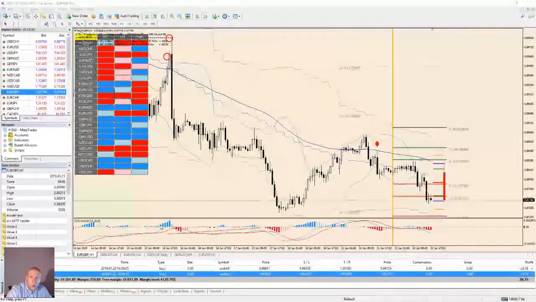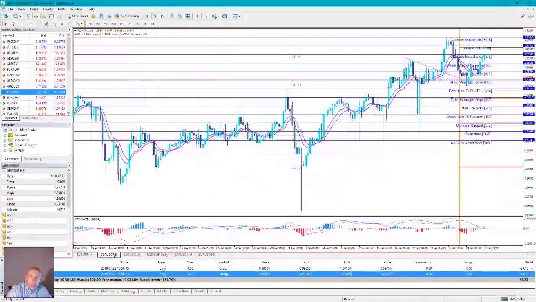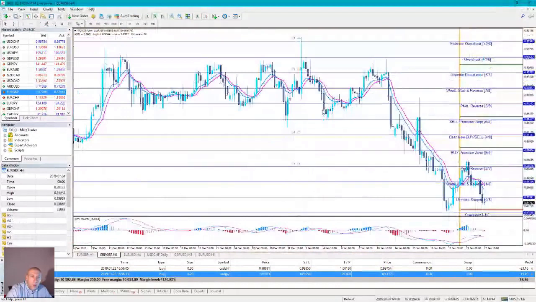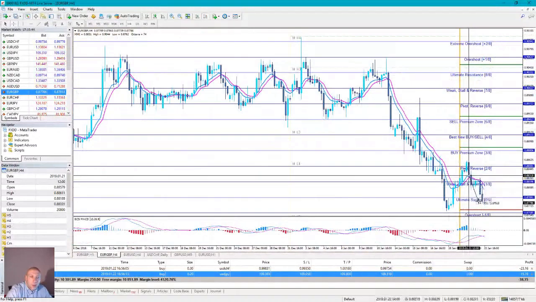Also 4 hour, let's see, 4 hour Euro GBP. For me, this was a short, unfortunately I missed this one. It's a light trade, Camarilla MACD light, 57 pips by now here. Rejection, Camarilla MACD light trade here.